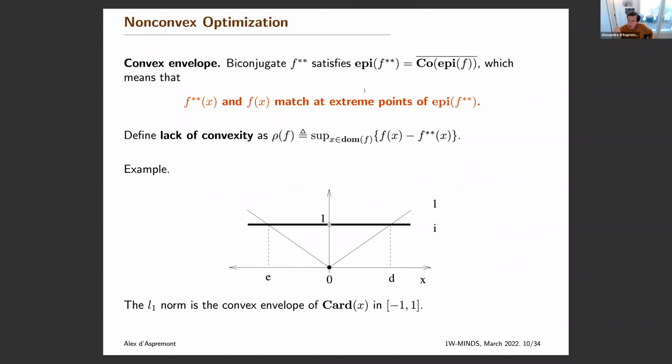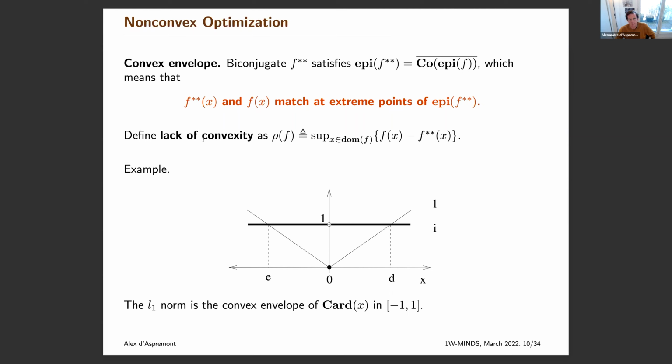And an important property of the convex envelope of a function f is that the epigraph of the convex envelope is the closure of the convex hull of the epigraph of the original function. And that has another important implication in our case. It means that the convex envelope and the original function match at extreme points of the epigraph of the convex envelope, right? So look at the epigraph as a set. The epigraph of the original function and of its convex envelope have no reason to match in general. One contains the other. But at extreme points of the epigraph of the convex envelope of f, f star star, the two sets will match. And we'll see why this matters in one or two slides. So that's the first property to keep in mind.